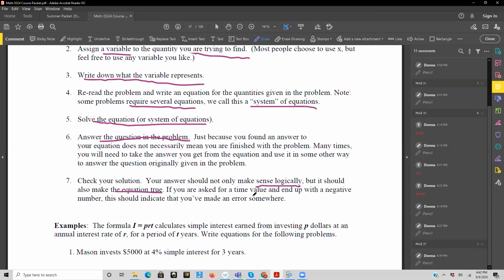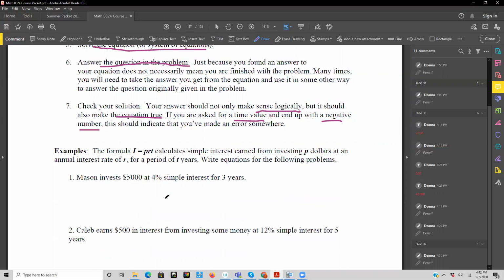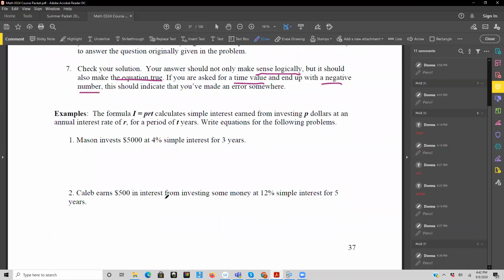If you ask for time and end up with a negative value, that's just not going to work. Or distance is never negative. Those things can be indicators of errors. With money problems, if you have an interest rate of 4% and you invest $1,000 for 2 years, you shouldn't end up with $5 million at the end of 2 years. That's when it tells you you've done something wrong. So you want to keep checking that.